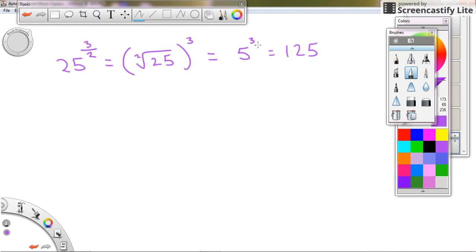Okay, it's not too complicated as long as you break it down into simple steps. First of all, take this root. Could be a 2, could be a 3, could be any number. You're going to take that root, and then you're going to raise to this power. Okay, let's do another example.